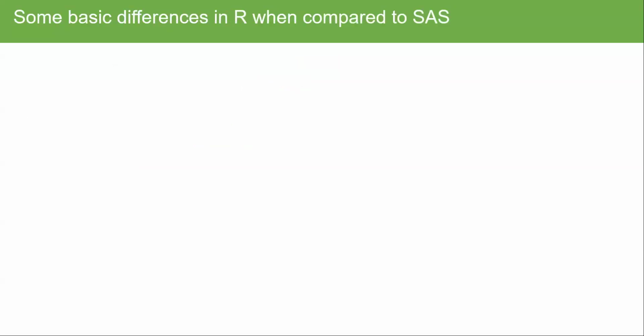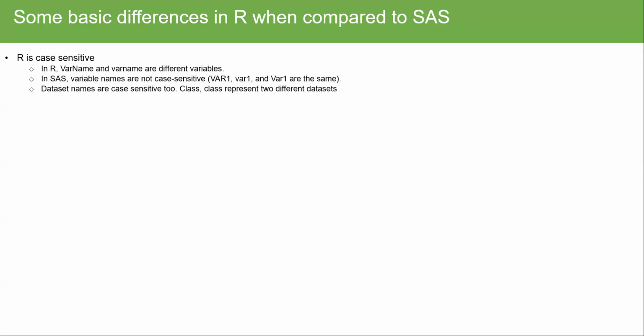So now we'll see some basic differences in R when compared to SAS. So first of all, R is case sensitive. So in R, varname with a capital V and N and varname in all small case letters are different variables. In SAS, variable names are not case sensitive. For example, if you have var1 in all caps or all small letters or mixed case, they represent the same variable. But in R, they are different.